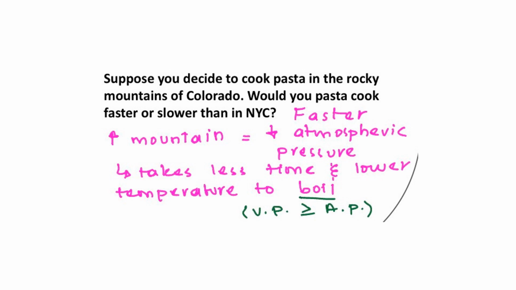And remember how we said a little earlier that in order for something to boil, your vapor pressure must be higher or equal to the atmospheric pressure. So if your atmospheric pressure is very low, that means you don't need a lot of pressure to equal the atmospheric pressure. So that's why it's going to take less time and lower temperature to achieve the vapor pressure that we need for the thing to boil. So that's why when you go higher up, or when your altitude increases, things boil faster. And that was it for the vapor pressure.